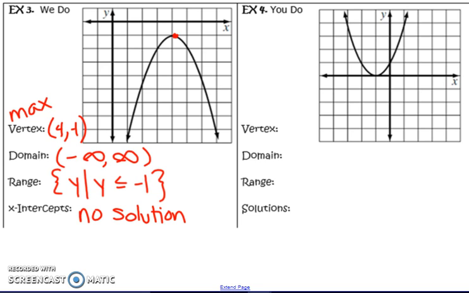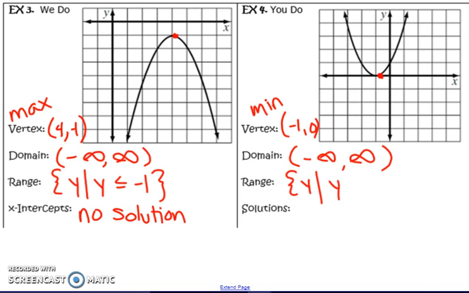If we look at example 4, my vertex cuts it, and it's going to be the point (-1, 0), and this is our minimum. My domain, again, it still hits all real numbers, or -infinity to +infinity. My range, because it is a minimum, this is saying y such that y is greater than or equal to 0, because that's my y value.